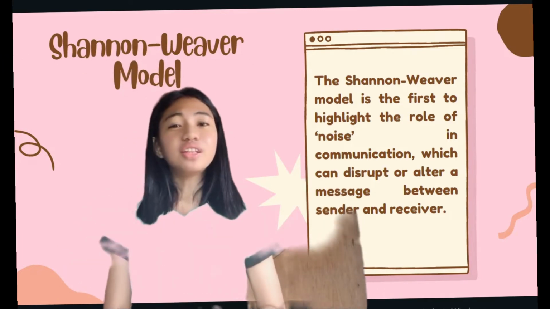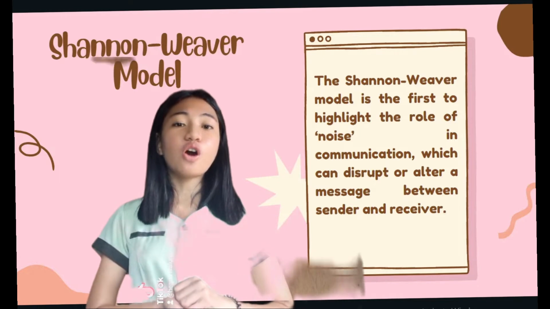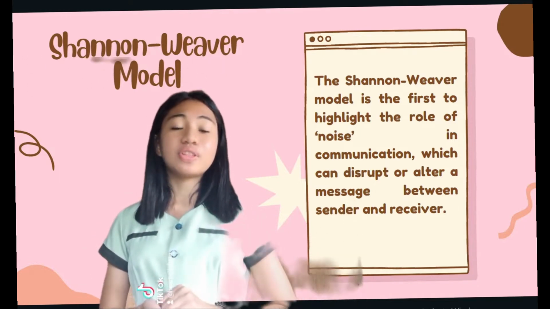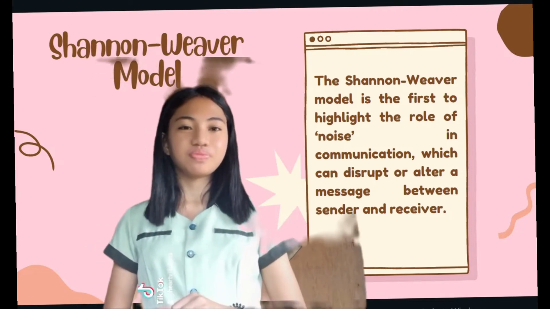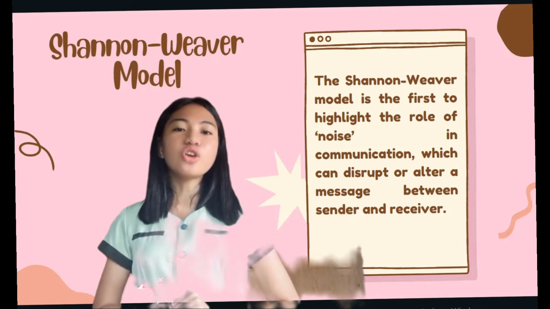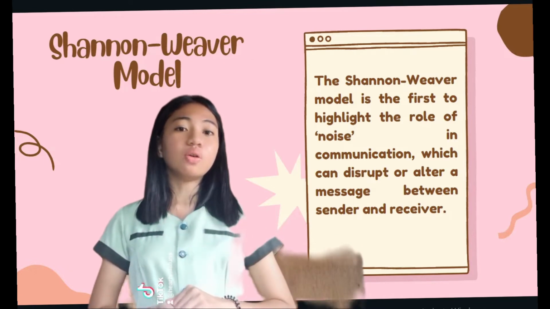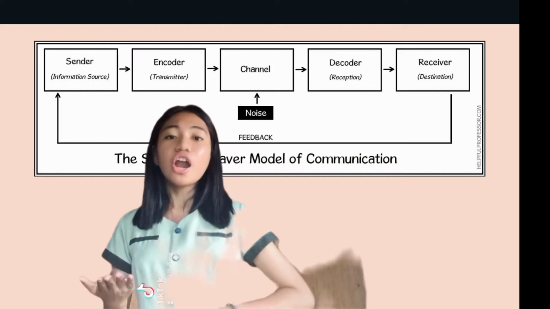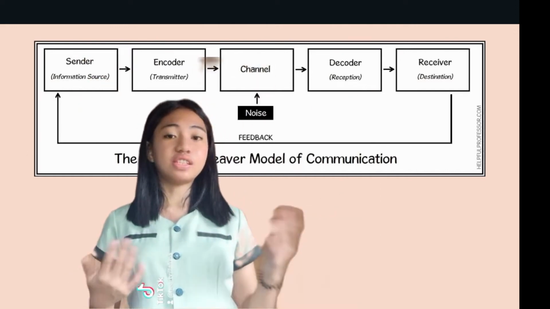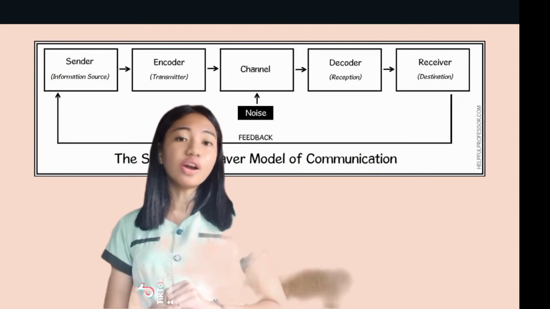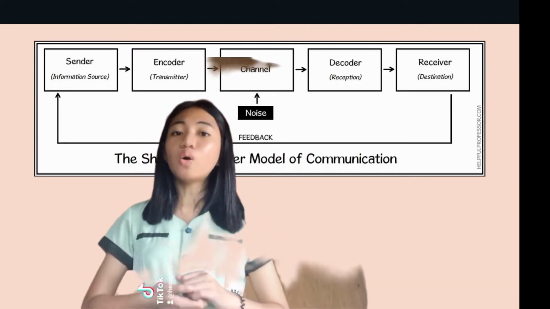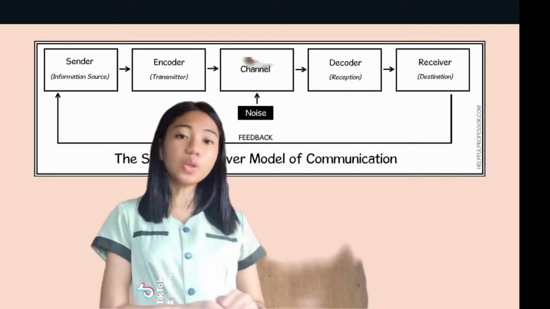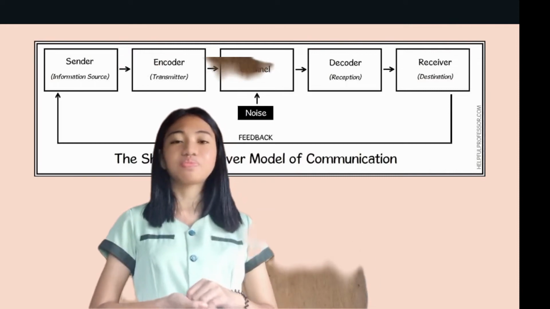Next, we have the Shannon-Weaver model. The Shannon-Weaver model is the first to highlight the role of noise in communication, which can disrupt or alter a message between sender and receiver. The Shannon-Weaver model sees communication occurring in 5 key parts. We have the sender, encoder, channel, decoder, and receiver. It emphasizes the importance of encoding and decoding messages for them to be sent. Example, turning them into written words, Morse code, etc.